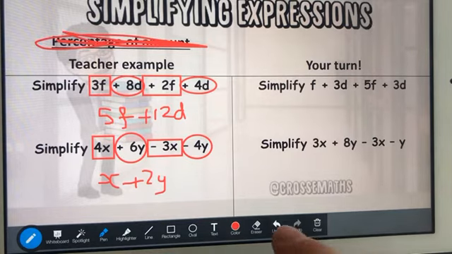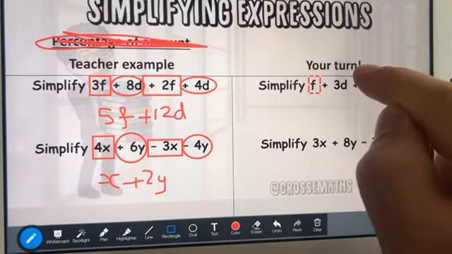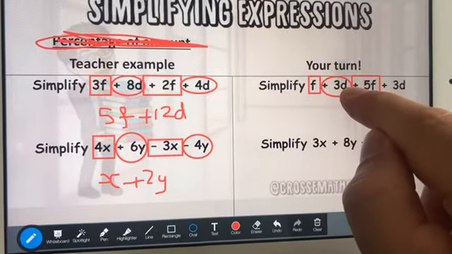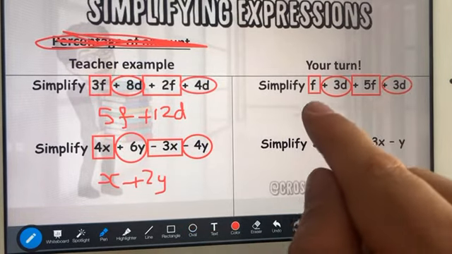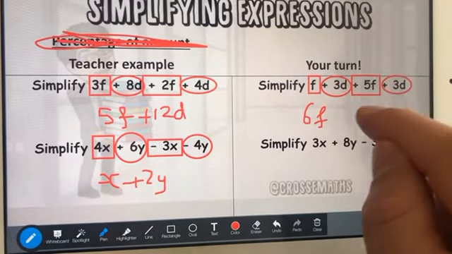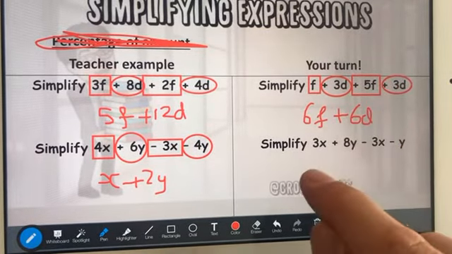Right, guys, same thing over the other side. Now I've got 1f and I've got 5f. Then I've got 3d and I've got 3d. Those are identical, so those are going to be quite easy to add together. 1f and 5f is 6f. Then the d's, 3d and 3d make 6d. They can't go together, and that's the final answer.